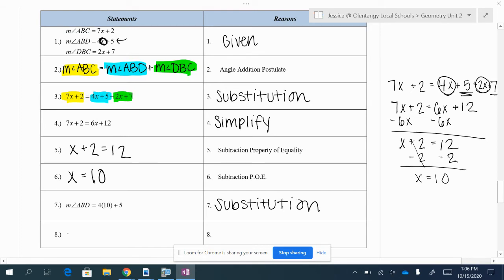And then my last one, I have to prove that measure of angle ABD is 45. And again, that's going to be simplify because I'm just combining my like terms.